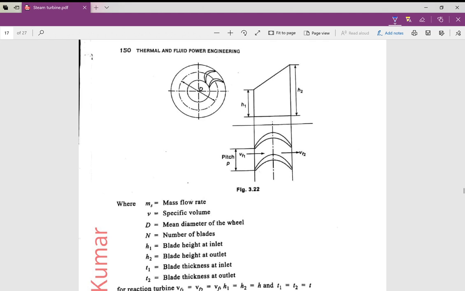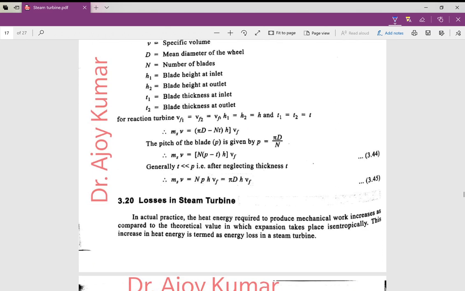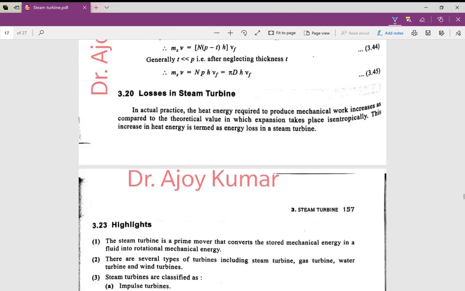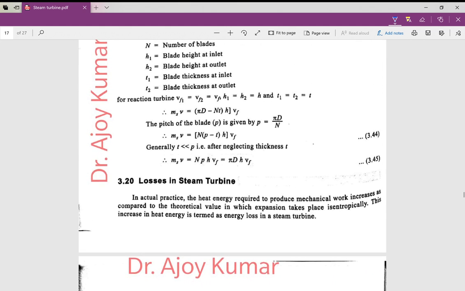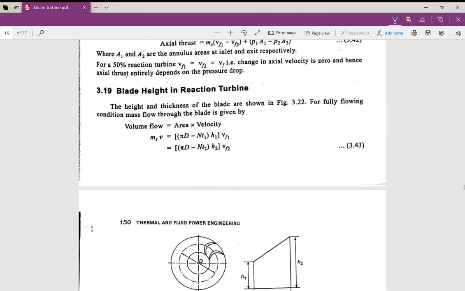A 50% reaction turbine is your Parsons turbine, and a 100% reaction turbine is called the Hero turbine. Now let us move to the blade height of a reaction turbine.